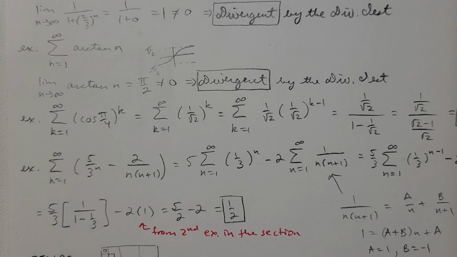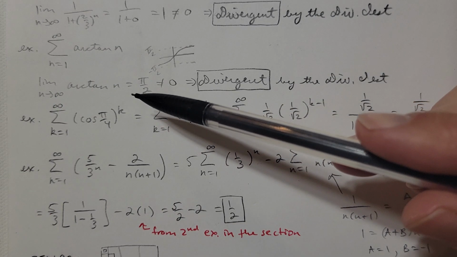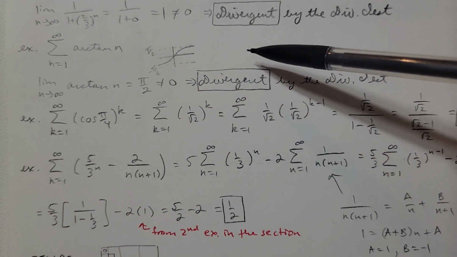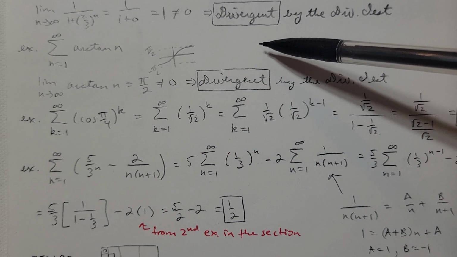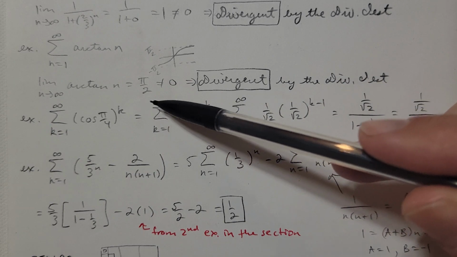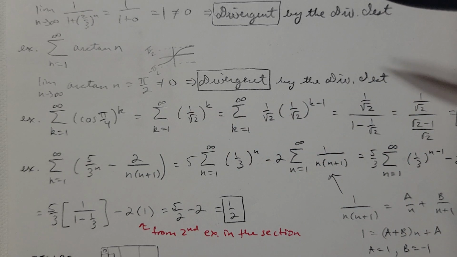So the limit as n approaches infinity of the arctangent of n, if we head out towards infinity, we're getting closer and closer to pi over 2. Okay, pi over 2 is not 0. So you're going to have a divergent series by the divergence test.